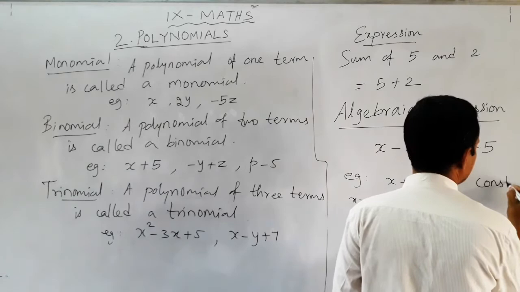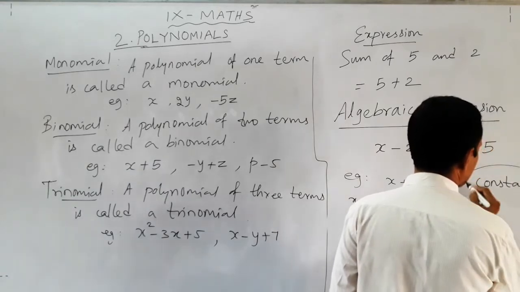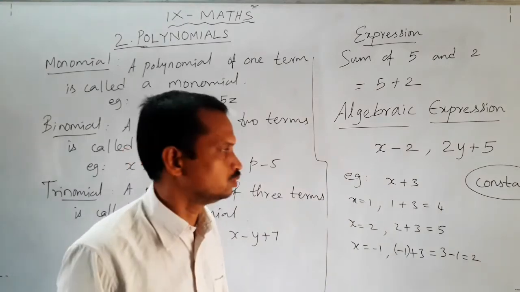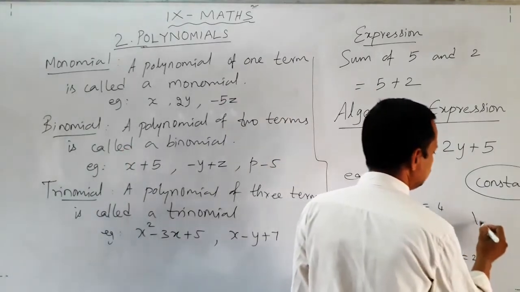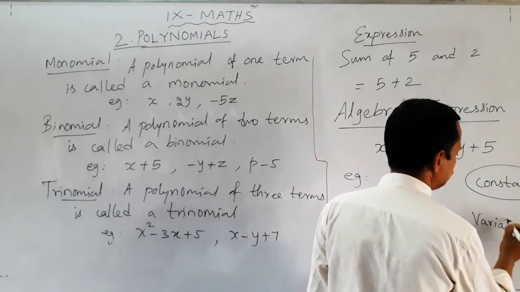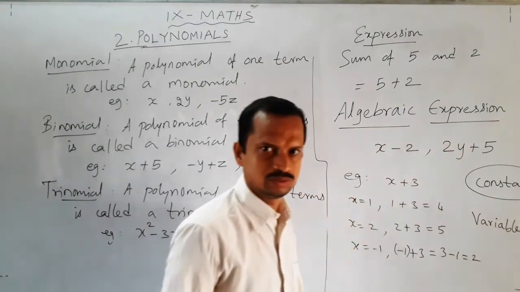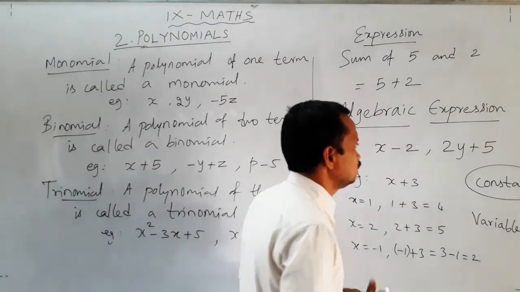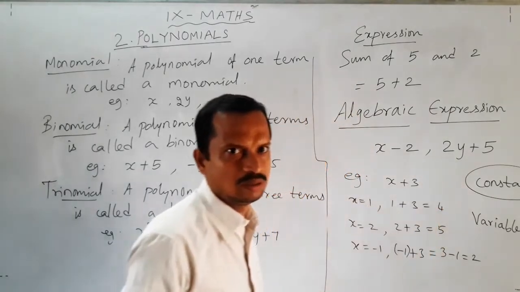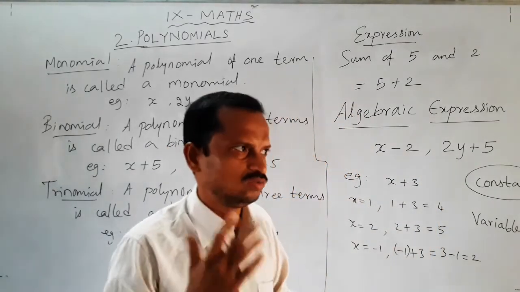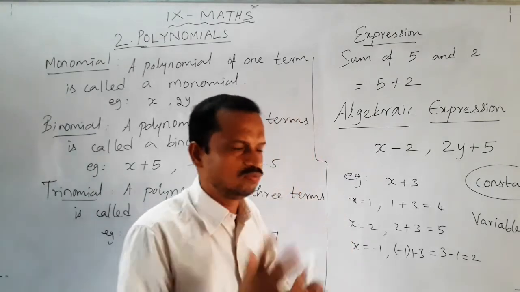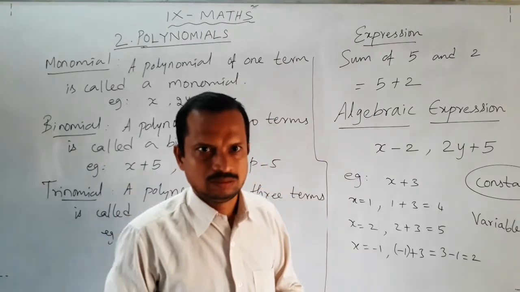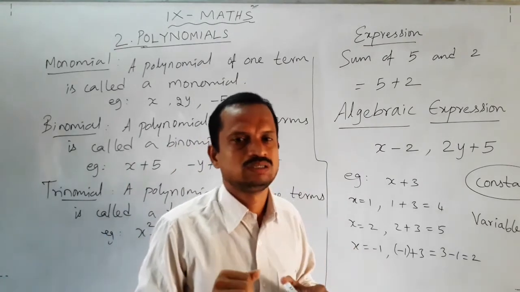Constant. Clear? Constant means a fixed value. Variable means it varies for different values. Here x is the one variable. Here you see y is the variable. So like that we can understand what is a variable and what is a constant. So variables, constants and arithmetic operations, the combination of all these, what are they?